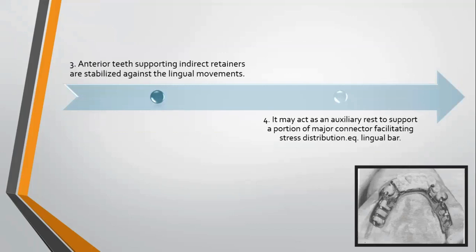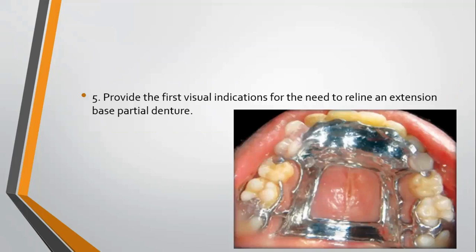Anterior teeth supporting the indirect retainers are stabilized against lingual movements, and it may act as an auxiliary rest to support a portion of the major connector, facilitating stress distribution, that is, the lingual bar. It also provides the first visual indication of the need to reline an extension base partial denture.